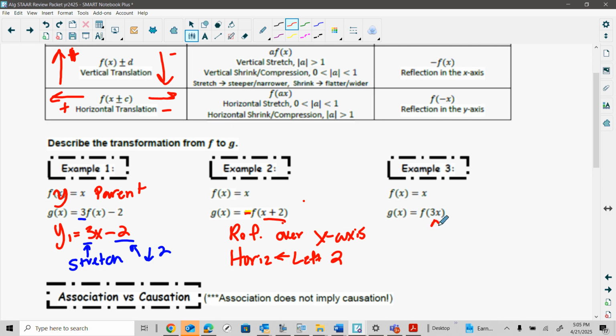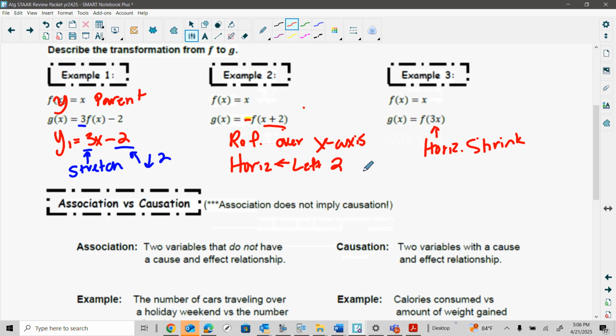Parent, and look right here. So this is when it's inside the parentheses. This kind of goes with this one, ax. This is a horizontal stretch. No, shrink, because it's greater than 1, sorry. I forgot, 3 is greater than 1. So right here, horizontal shrink, or they call that a compression.